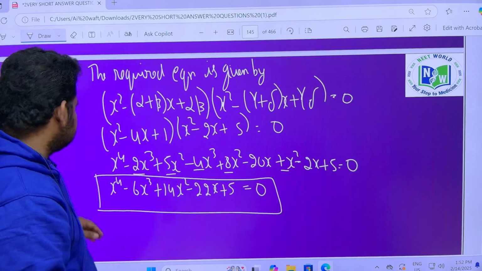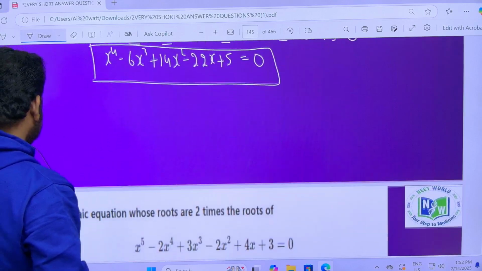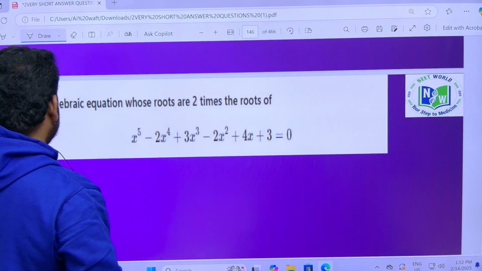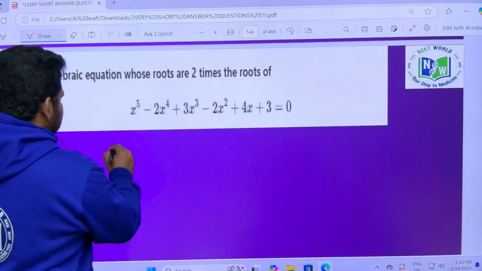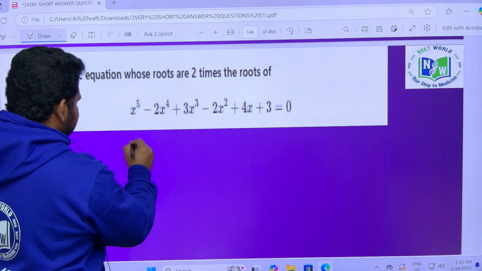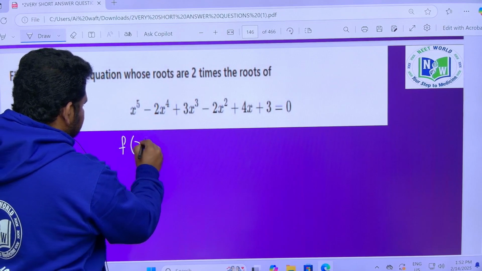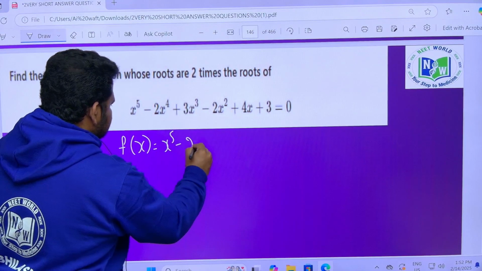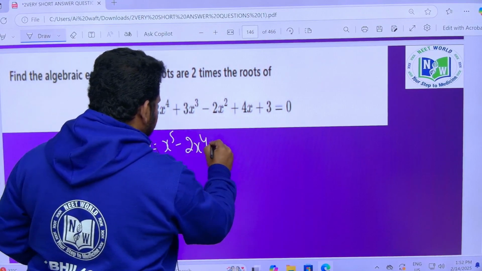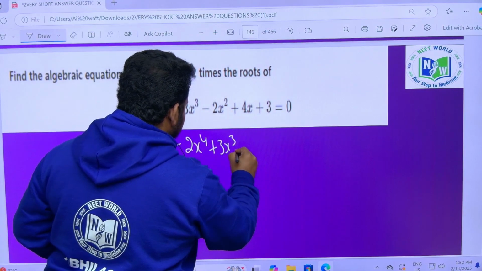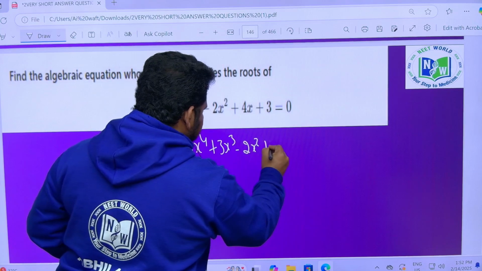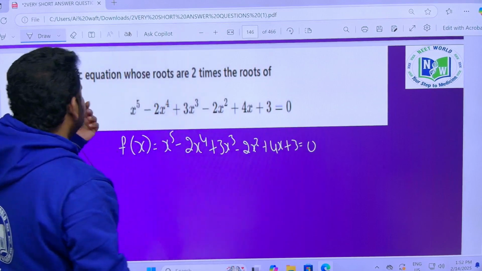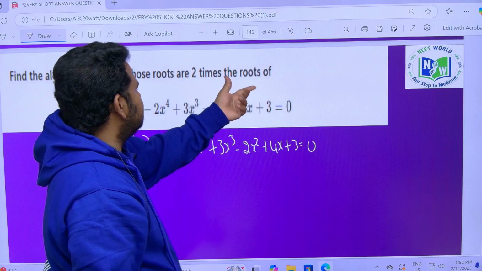That's it. Now next question, the last question for the session. Find the algebraic equation whose roots are 2 times the roots of the equation. Suppose this is f of x. Okay, f of x is given by x to the power of 5, minus 2x to the power of 4, plus 3x cube, minus 2x square, plus 4x, plus 3. They are asking to find the algebraic equation whose roots are 2 times the roots of this.